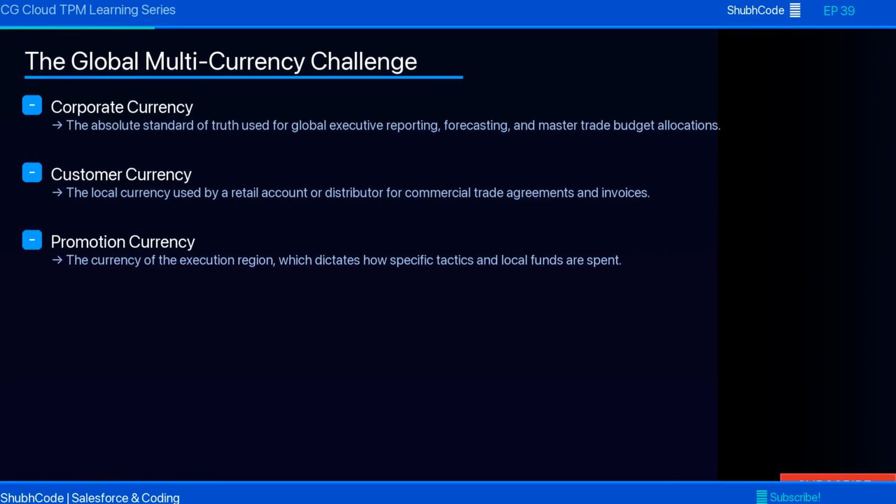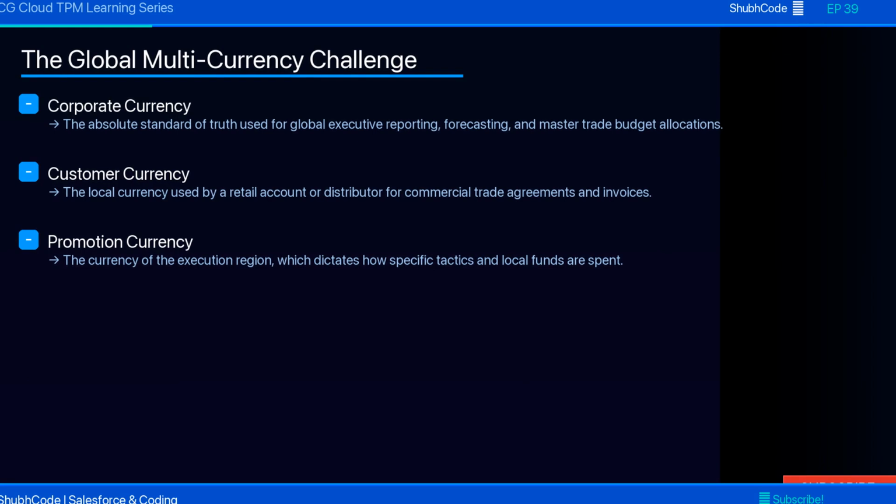Imagine you are a global CPG giant like Unilever. Your marketing team in Canada plans promotions in Canadian dollars, but your corporate headquarters in the US measures everything in USD. In CG Cloud TPM, managing these overlapping financial layers without causing massive calculation errors is a supreme architectural challenge. Today, we are going to demystify how the platform bridges the gap between local retail execution and global financial reporting, ensuring that every cent is accounted for across different currencies.